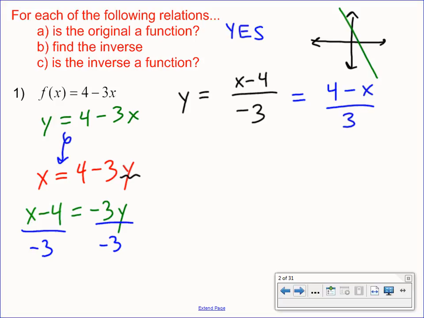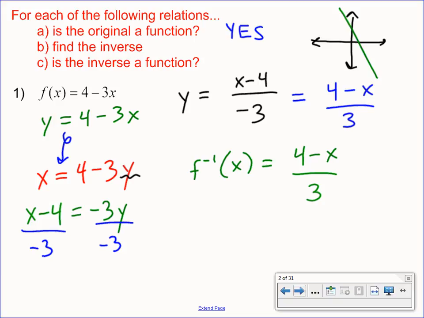Now I want you to know that this particular relation is going to be renamed. We're going to rename it f inverse of x in accordance with our notation. So it looks like f inverse is given by 4 minus x all over 3. Great. Raise your hand if you got either one of these: x minus 4 all over negative 3, or the rewrite. Way to go. Great.